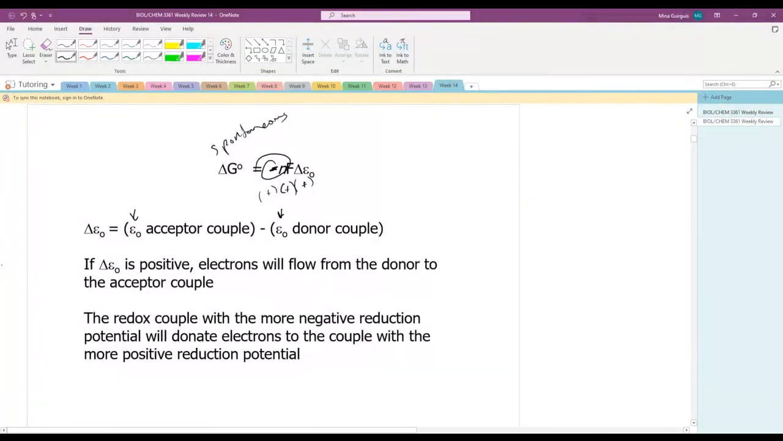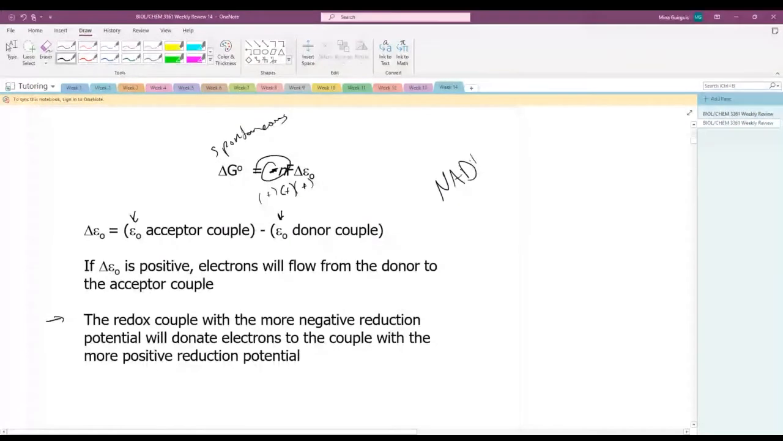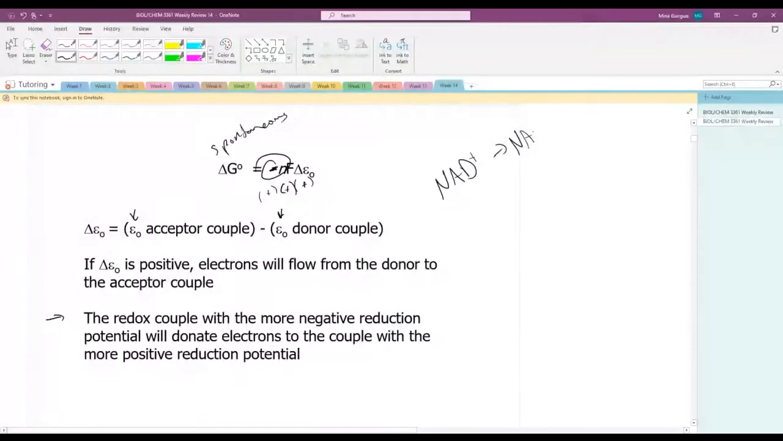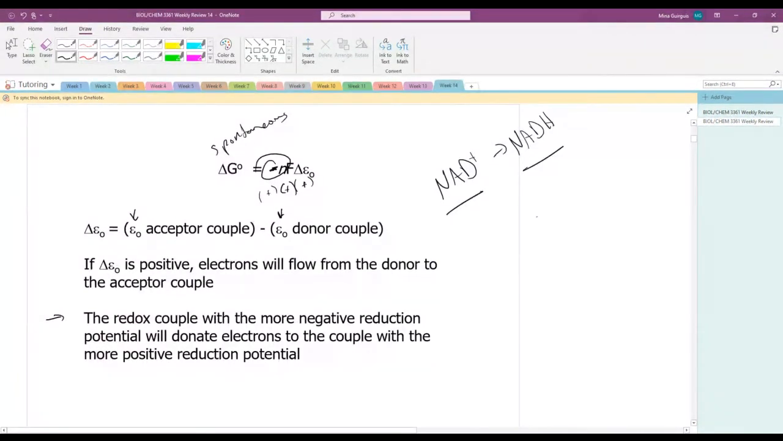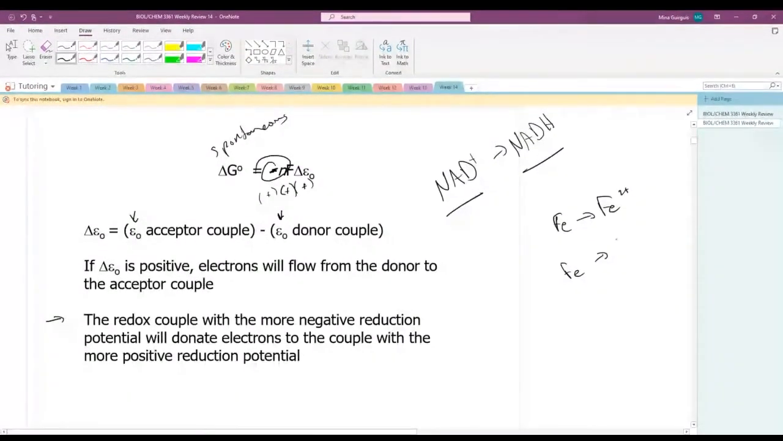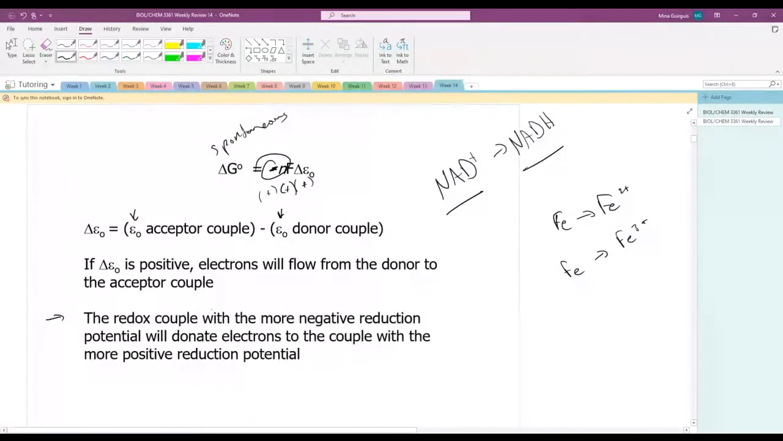So, as it says in this last bullet point, the redox couple, when it says couple, it means, for example, NAD plus to NADH. This is one redox couple. We don't want to say NAD plus because it's not always going to be in the form of NAD plus. So we say the redox couple of NAD plus and NADH. And it's really important that we do that because, for example, iron can go to iron 2 plus or iron 3 plus. And so it's important that we have the specific couple in mind, not just a single molecule.